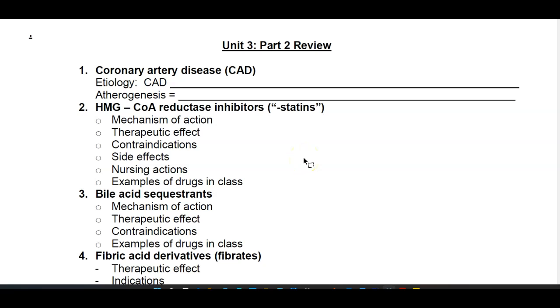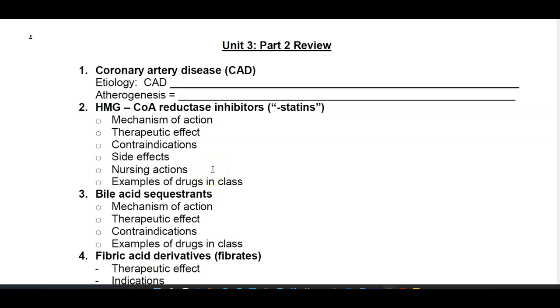Some nursing actions when a patient is taking statins. It is very important to educate them on when to take the medication. For statins, the ideal time to take the medication is actually at night, because at night is when most of the cholesterol is synthesized, when we're not eating.